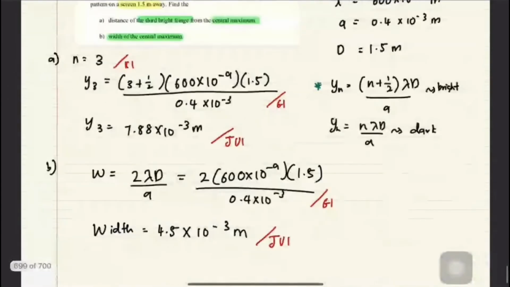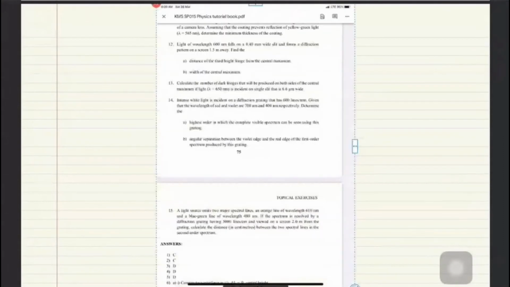Okay, mana lagi soalan? Okay, soalan seterusnya. Let's try to do question 14.